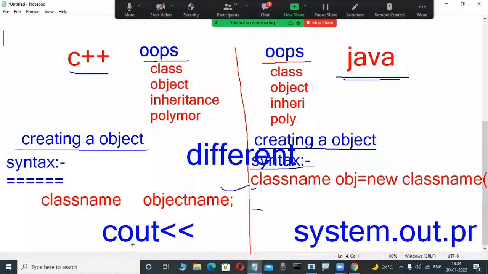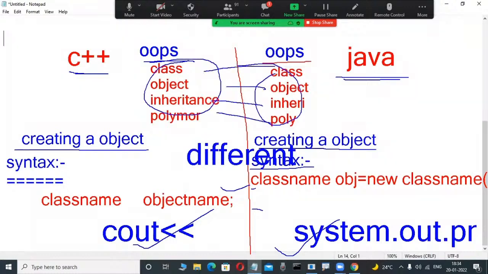Functions are also totally different in these two object-oriented languages. But conceptually, some OOPS concepts are same or not? Same. What is class? What is object? What is inheritance? What is polymorphism? Same, but syntactically totally different. Why? Because those are two different languages, two different products from completely different companies. That's why functions are different, and syntax is also different.